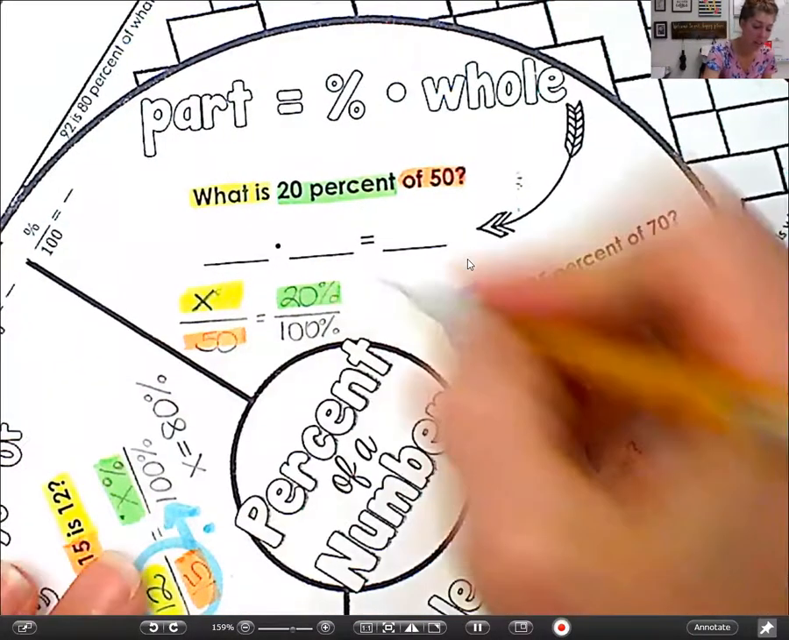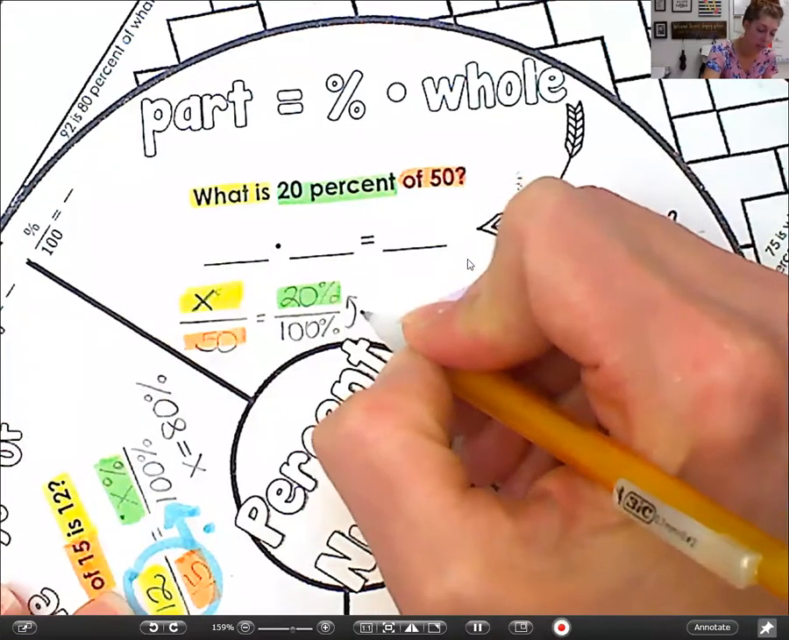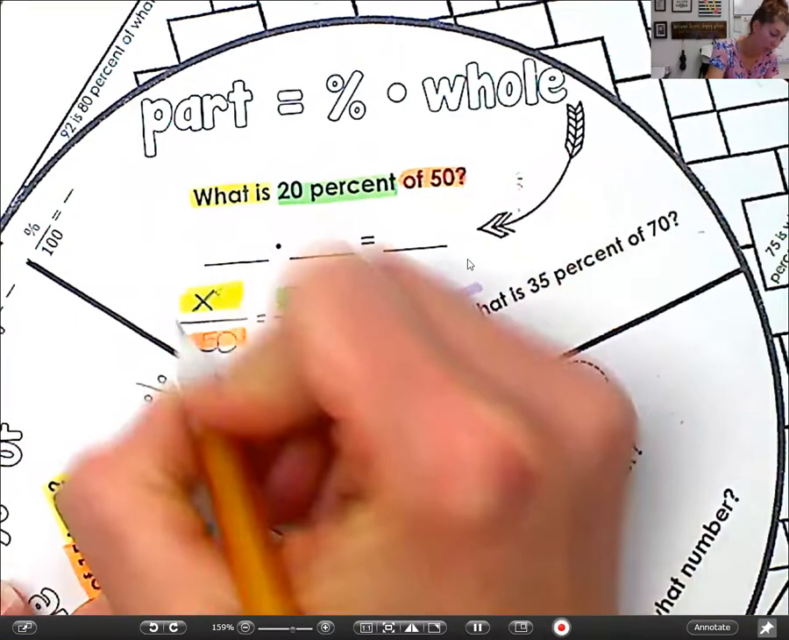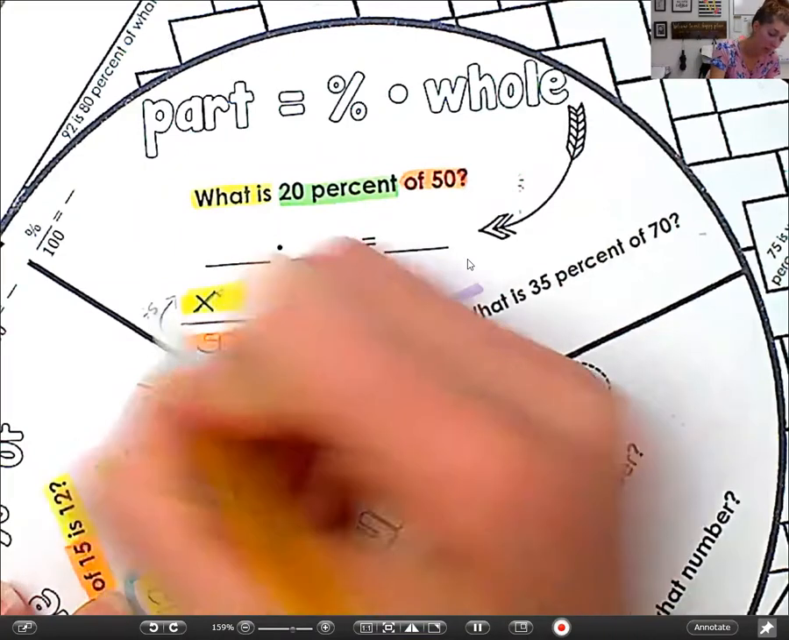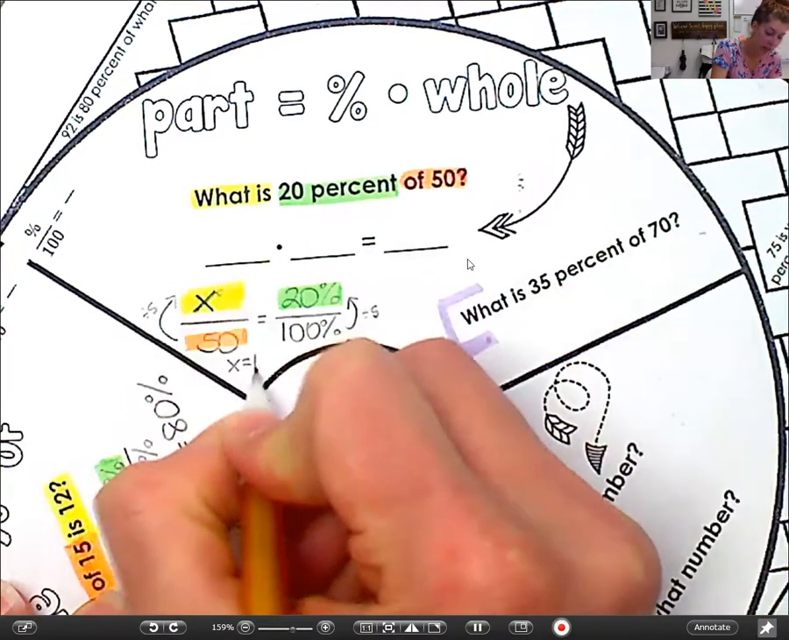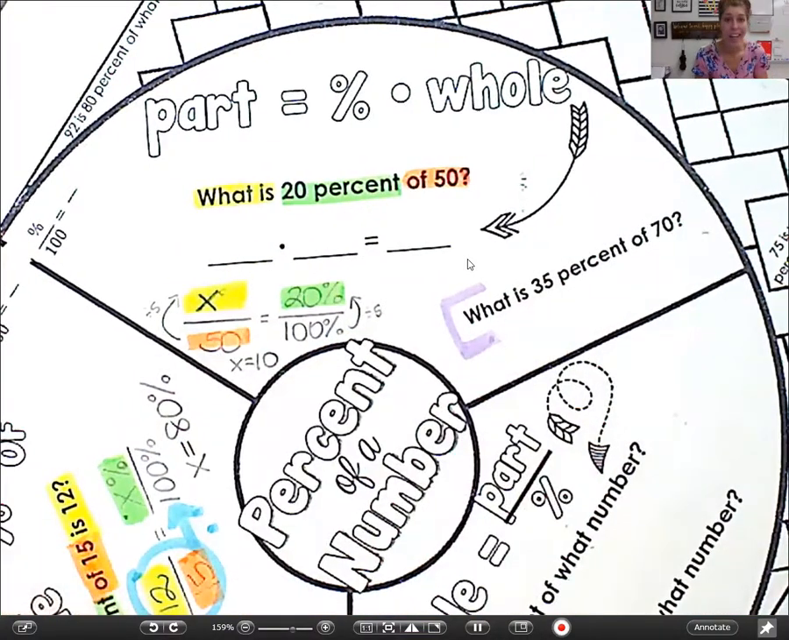Okay, now here I see a cool common multiplier technique. Divide by 5. Divide by 5, and I get that x equals 10. 10 is 20% of 50.